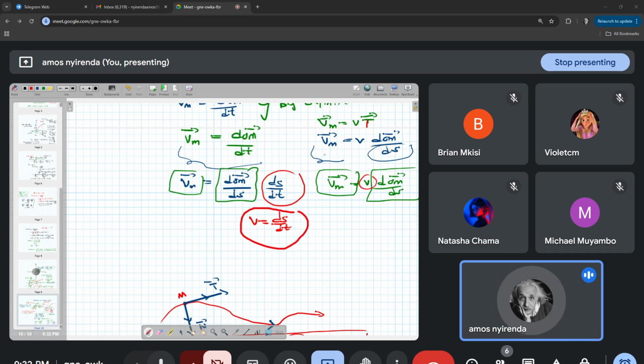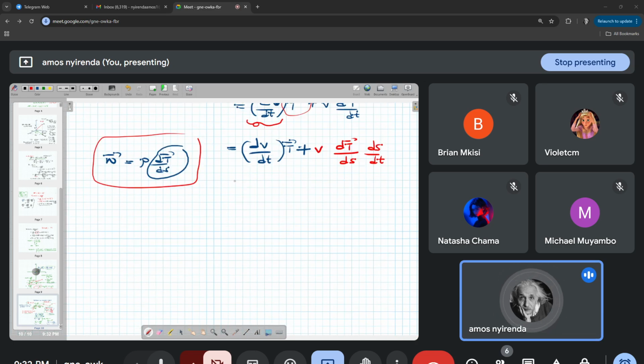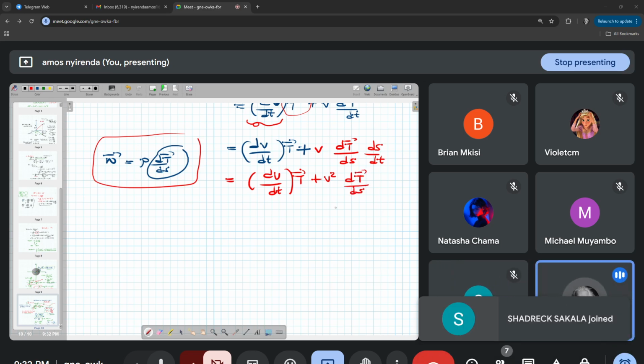We established this formula. So what I can say here, now that I've written whatever I've written, is that this is actually going to be equal to dv divided by dt, and then plus v squared, and then here you have dt divided by ds. Now if you compare this expression to the other expression, for me to have an n here, the only thing that is missing is this rho. That's the only thing that is missing.